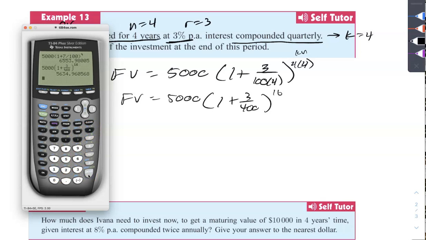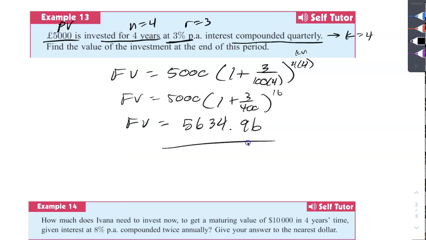And we get about 5,600. So my future value, in this case, about $5,634.96. So we made about $600 in those 4 years.